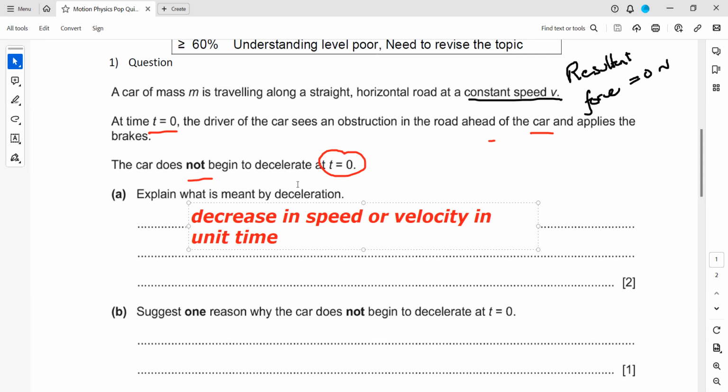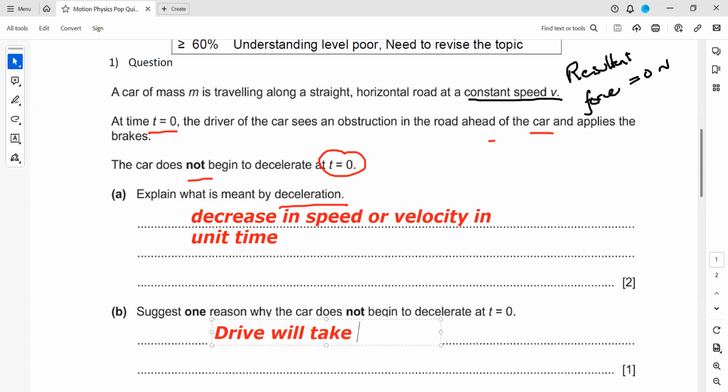So what actually happened? This is a very common question. When you are driving a car and you see an obstruction or a road blockage or the signal turns red, then what will happen? You will think that you should stop the car and you will take time to react. So why does the car not begin to decelerate when the time is 0? Because the driver will take time to react. That's why it does not decelerate instantly. It will take some time and then it will decelerate.